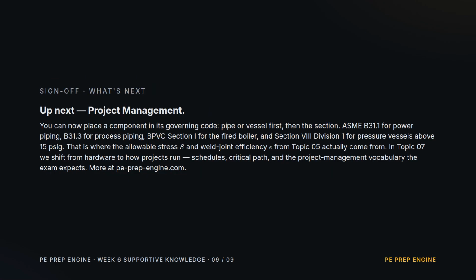You can now place a component in its governing code, pipe or vessel first, then the section. B31.1 for power piping, B31.3 for process piping, Section 1 for the fired boiler, and Section 8 Division 1 for pressure vessels above 15 psi gauge. That's where the allowable stress and weld joint efficiency from last topic actually come from. In Topic 7, we shift from hardware to how projects run, schedules, critical path, and the project management vocabulary the exam expects. See you in Topic 7.